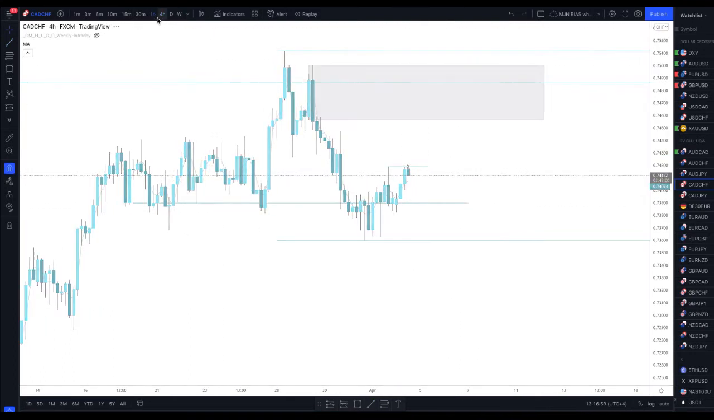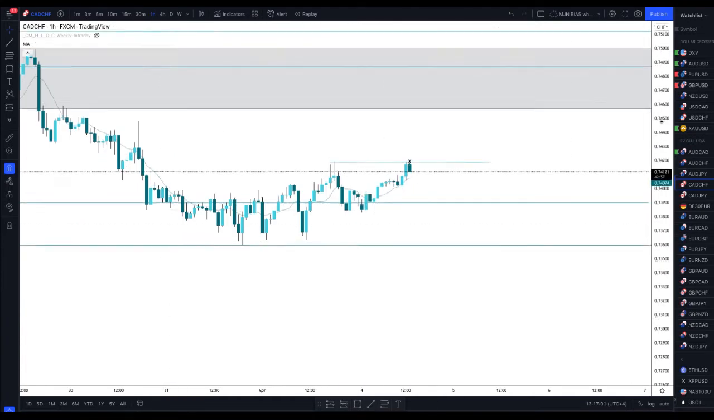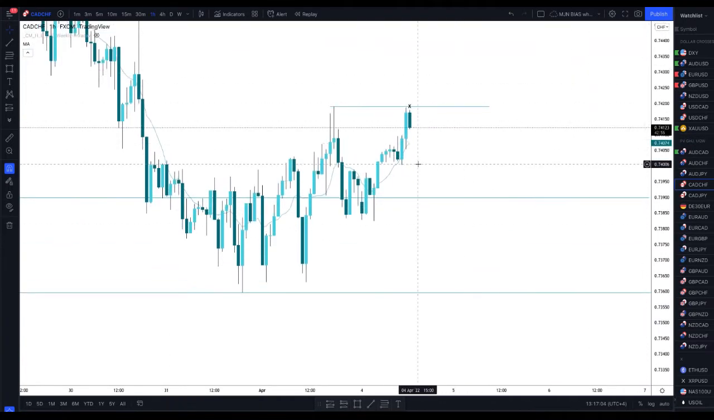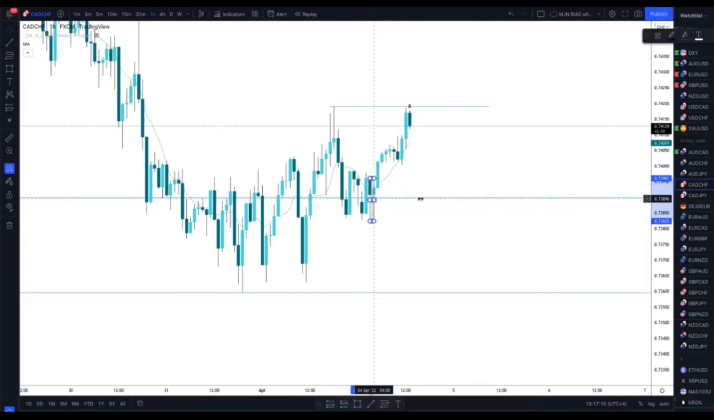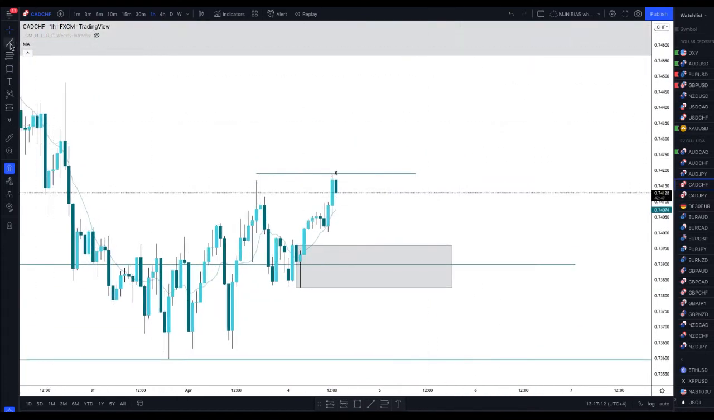So if we were going to look at entries, probably what I'd like to see is maybe this little low taken out would be nice. And then pulling back into this region here for long positions. That's what I would be looking for on CAD CHF, something like that, nice and simple.